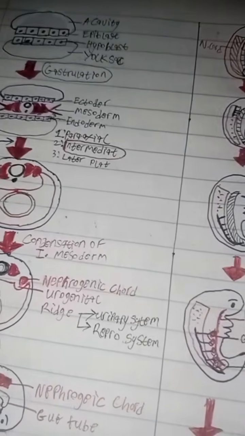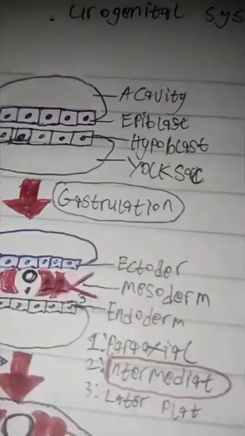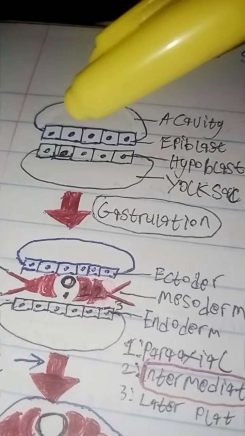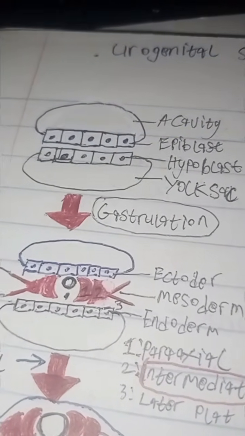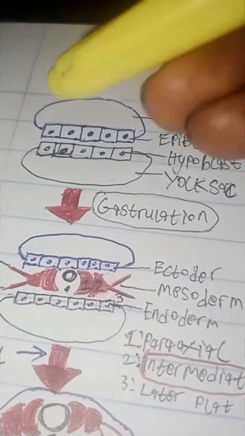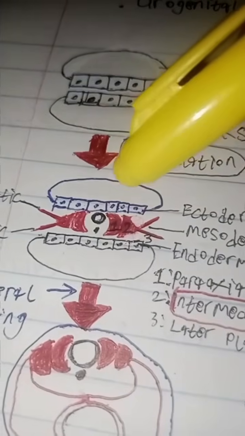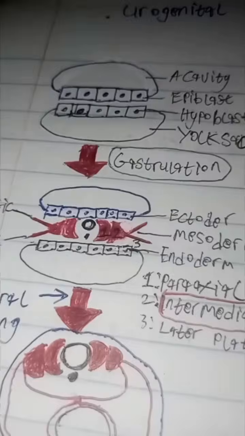So first things first, let's begin at the two germ layer stage, where you have the amniotic cavity, the epiblast, the hypoblast, and the yolk sac. So the epiblast and the hypoblast are the two germ layers. That's why we have the two germ layer stage. Then gastrulation occurs, and we move to the three germ layer stage. We now have the ectoderm, mesoderm, and the endoderm.